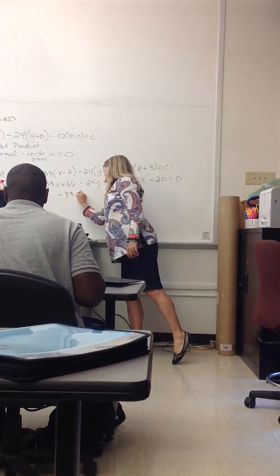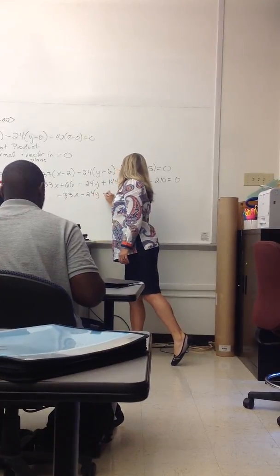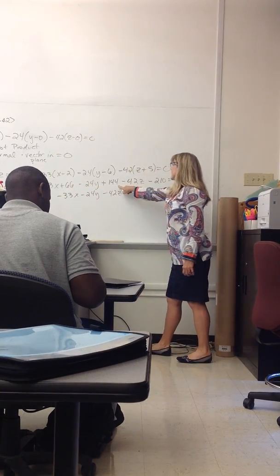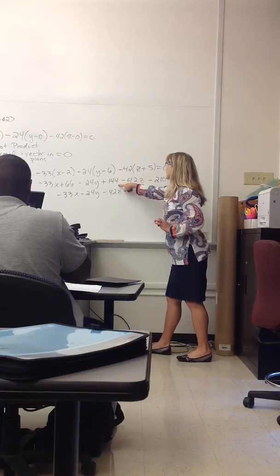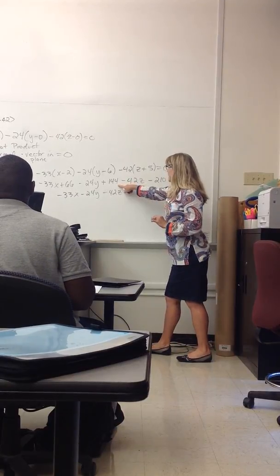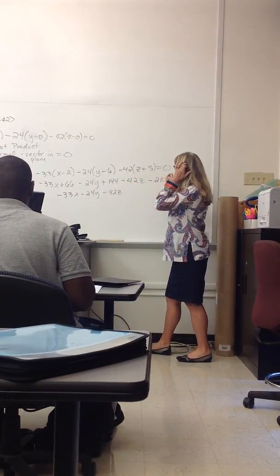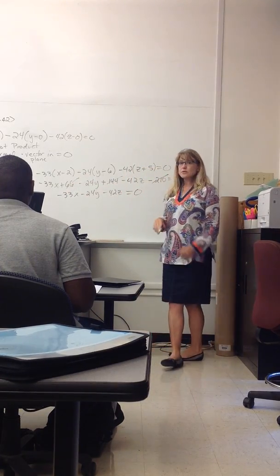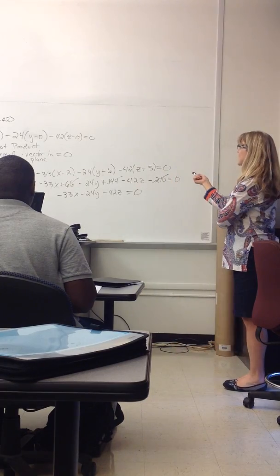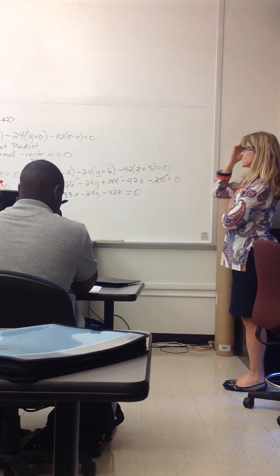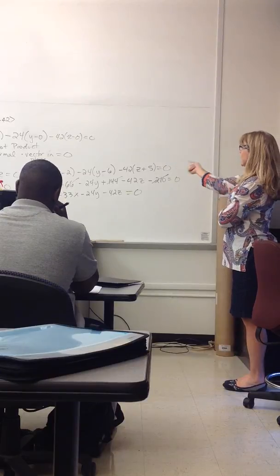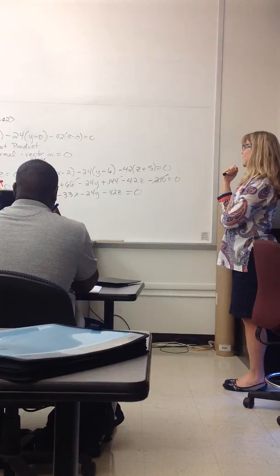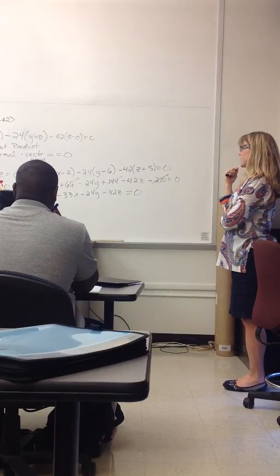So I still have my negative 33x and my minus 24y and my minus 42z. 66 and 144 add up to 210, don't they? So the negative 210 and those cancel out. So notice I got the same thing whether I used the point 0, 0, 0 or whether I used another point that I know is on the plane. By the time you clean it up, you get the same result.